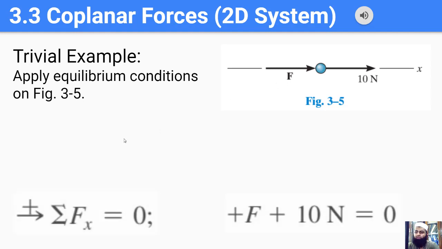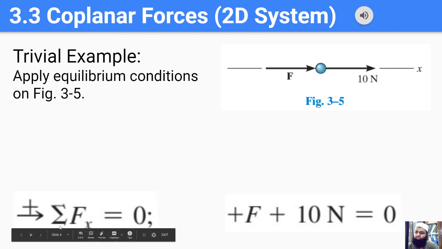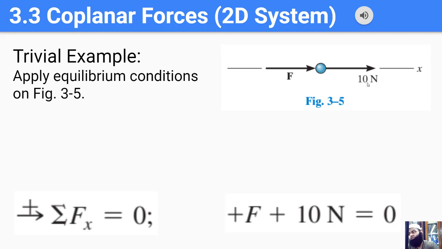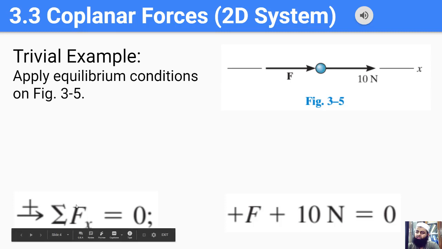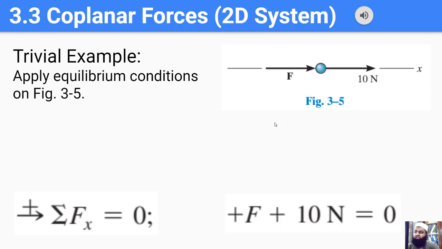First, we recognize that all the forces are in the x direction and there is no force in the y direction. So the sum of all the forces in x equals 0. This implies that plus F plus 10 newtons equals 0, because this force F is pointing in the positive x direction and the 10 newton force is also pointing in the positive x direction. This is the only equation we need, because the sum of all the forces in y equals 0 is a very trivial equation, since there is no force in the y direction. This is just to clarify and reiterate some of the concepts.